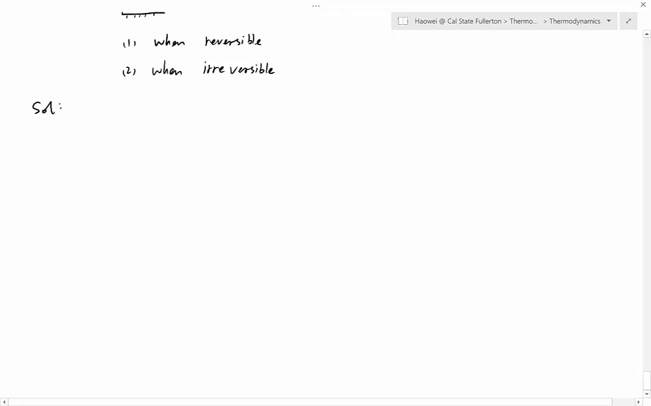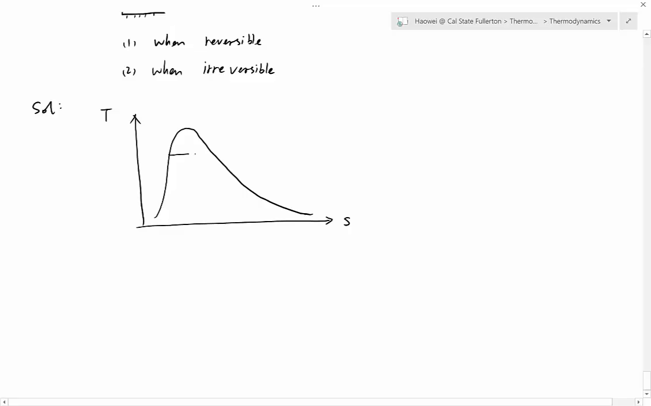Okay, so now let's start from the diagram, T versus S diagram, lowercase s. First thing first, the vapor dome. And on this vapor dome, we have two constant pressure lines. Curve up, straight, and curve up. Curve up, straight, and then curve up again.